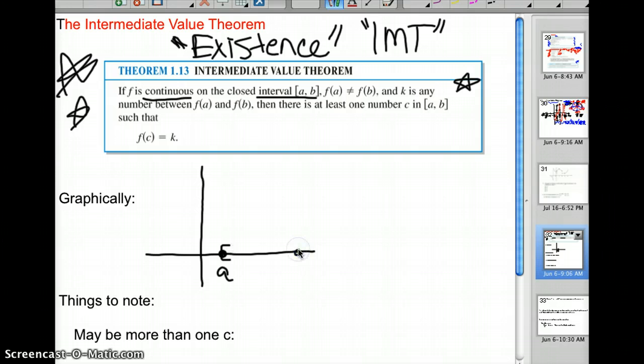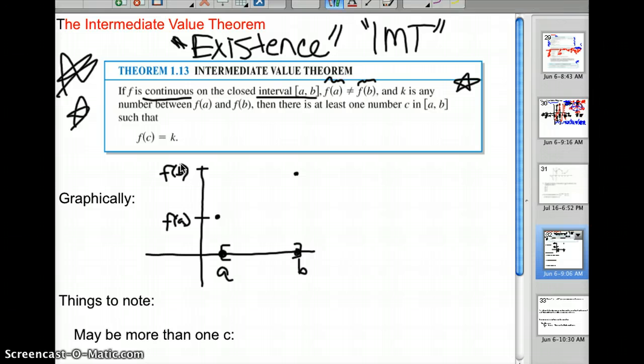And let's go over here and think about b, and think of it as being a closed interval. So I can be a or b. And it says that if your f of a, or your y value at a, doesn't equal your y value at b. So what I'd like you to do here is let's go up here and maybe call this f of a and put a dot.